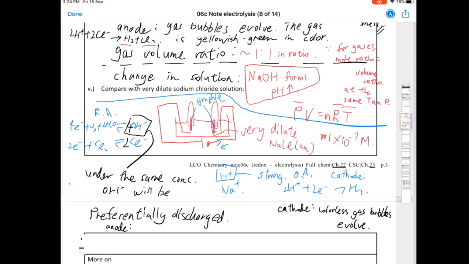How about at the anode? Also gas bubbles evolve, and what should that gas be? Oxygen gas. So this time again, a colorless gas bubble evolves. And this is the first evidence of how you can tell whether it is under a concentrated or diluted condition. For a concentrated environment, chlorine gas is evolved, so what you can observe is a greenish yellow gas. This time the gases from both sides are colorless. And this is the first difference in the observation.